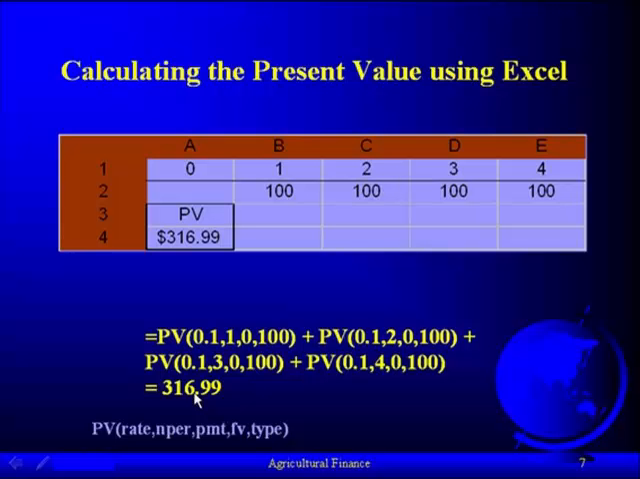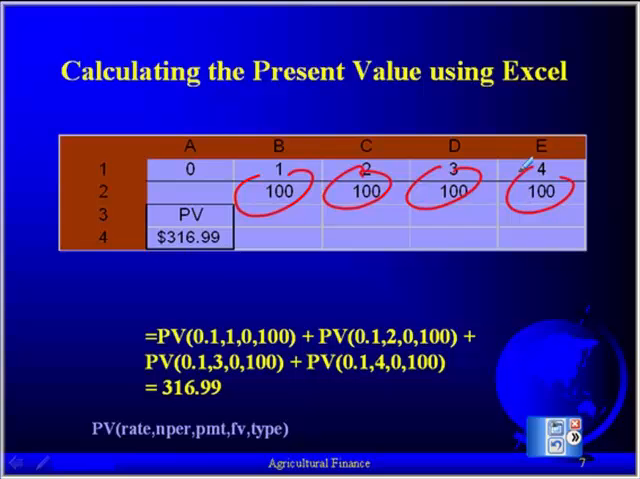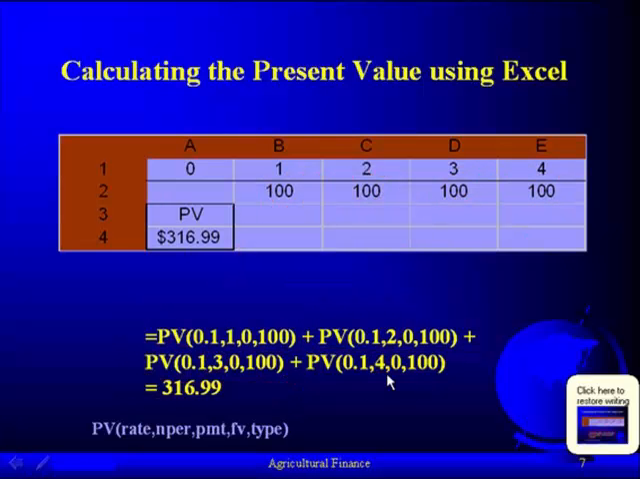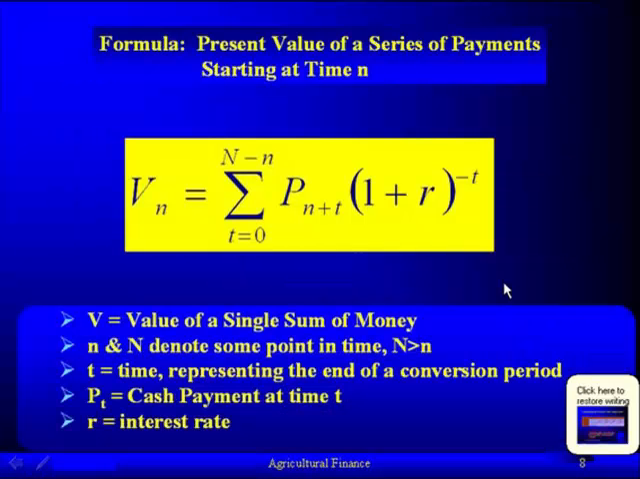Okay, calculating the present value using Excel. Again, we have the 4 periods, and for each of those we're going to compute the present value. This first one's 10% for 1 period. The second one is for 2 periods. This one's for 3 periods, and this one's for 4 periods. So it's just like what we did before. Each one of those represents the present value of each of those quantities. We sum them up, and it gives us the same answer of $316.99, which we also received when we did it using our calculator.